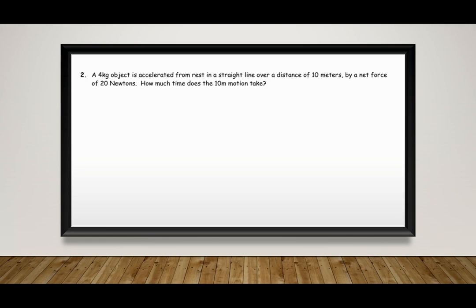Looking at our next question, we have a 4 kilogram object accelerated from rest in a straight line path over a distance of 10 meters by a net force of 20 newtons. How much time, we're looking for time, does the 10 meter motion take? So let's see. We have a force of 20 newtons, and then we have a mass of 4 kilograms. It's accelerated from rest, okay?